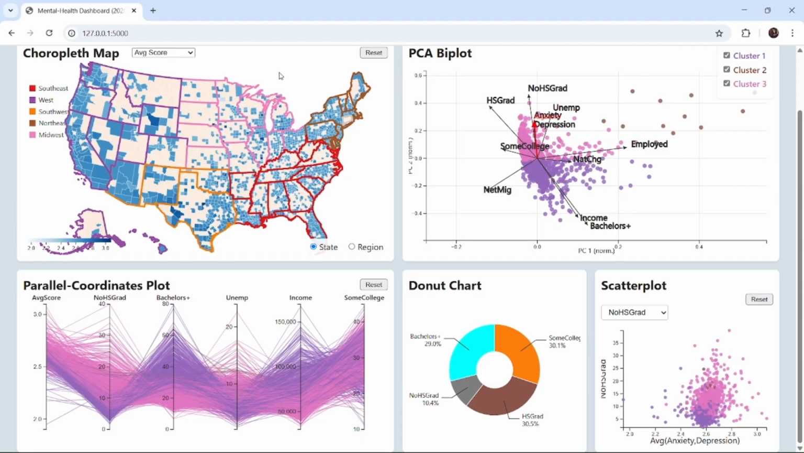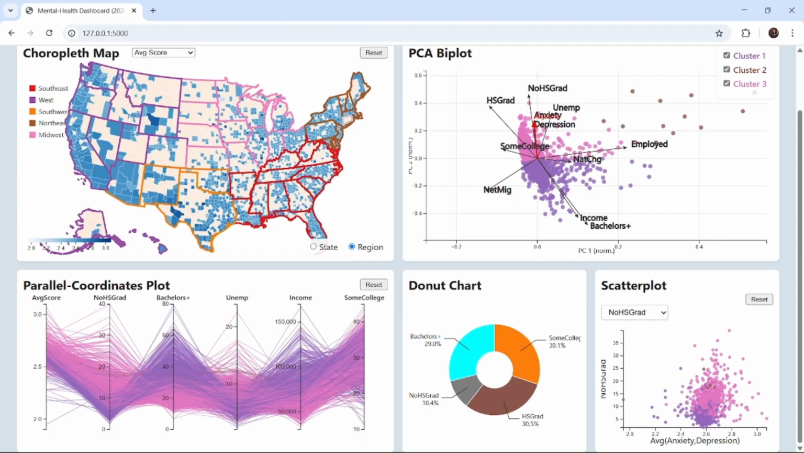At the top left, we begin with the choropleth map, where counties are color-coded by either average depression and anxiety score or a composite well-being score. Bluer regions indicate higher levels of distress. You can also toggle between region and state mode.